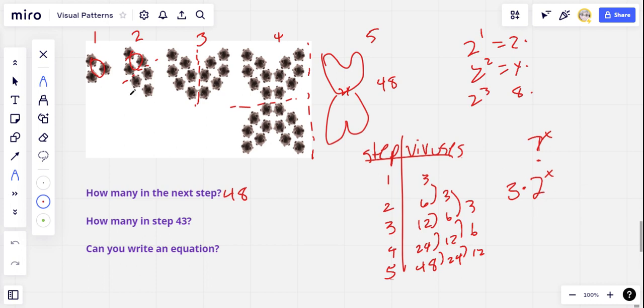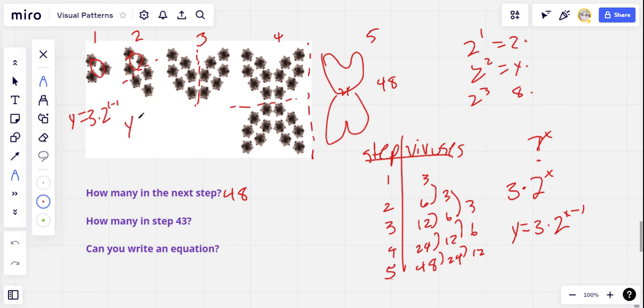It's not perfect yet. If we said y equals 3 times 2 to the, let's say the first power here in step 1, so we're going to put 1 in for x. Well, 2 to the first power is 2 times 3 is 6, but we only have 3 here. So that doesn't work. What we actually want to do is subtract 1 so that this first step is to the 0 power. So now if I put in 3 times 2 to the 1 minus 1, I put in step 1 for x, I'm going to subtract 1. That's 2 to the 0 power, which is 1 times 3 is 3.